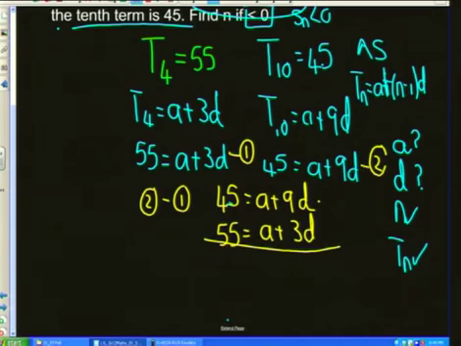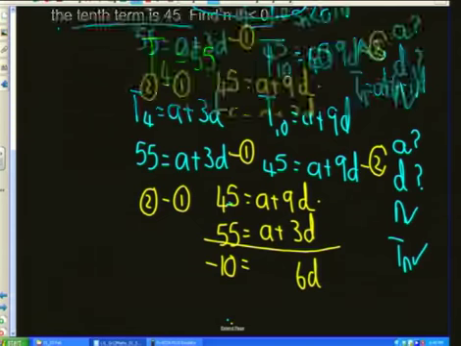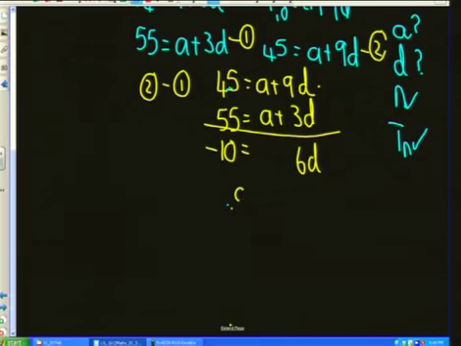45 minus 55 will be negative 10. A minus A falls away, and 9D minus 3D is going to be 6D. So now, if I want to work out this next bit, I would know that D is equal to minus 10 over 6, which is minus 5 over 3. Right, so knowing that, that's fabulous.